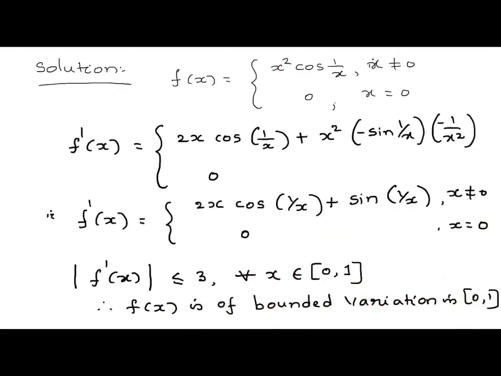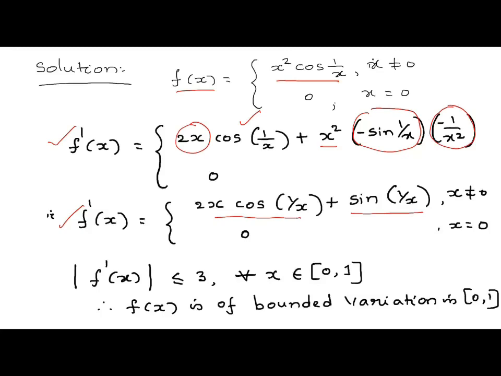Now if we take the example, so here to prove the function f of x is of bounded variation, we will take its derivative and prove. Okay. So now we'll find its first derivative f dash of x. Here uv formula we applied. So x squared derivative is 2x and cos 1 by x plus x squared into derivative of cos, that is minus sine, into derivative of 1 by x, that is minus 1 by x squared. Okay. If we simplify, f dash of x is 2x cos 1 by x plus sine 1 by x when x is not equal to 0, 0 when x equal to 0.